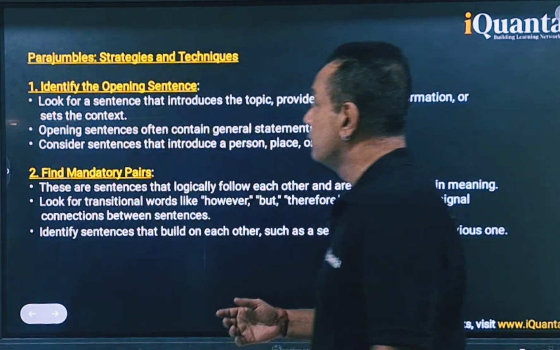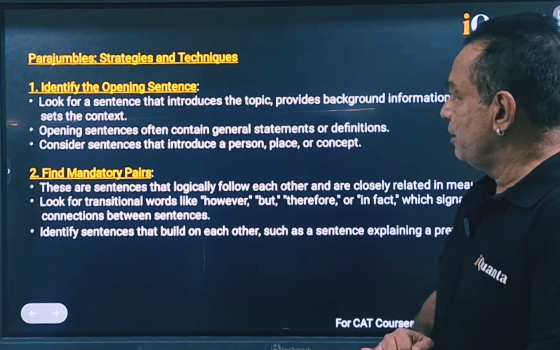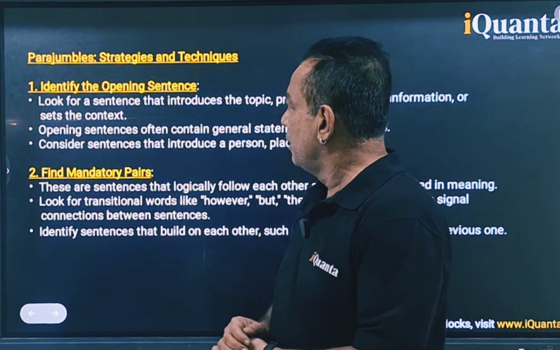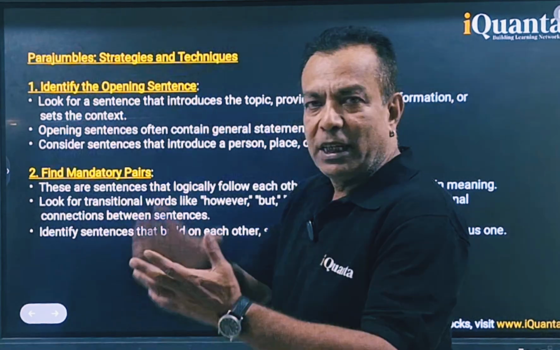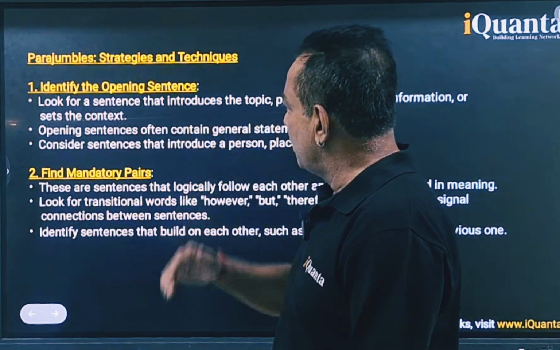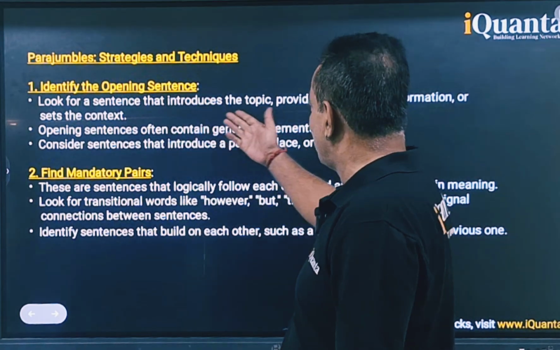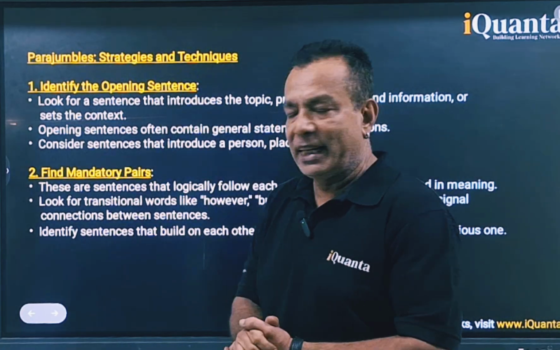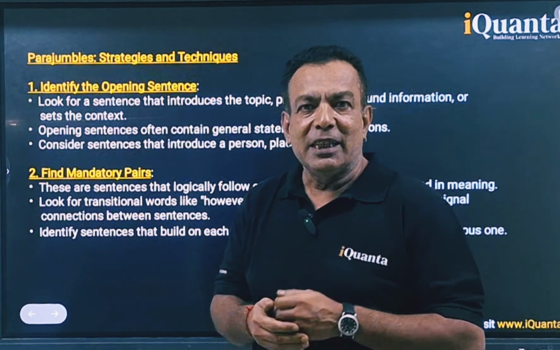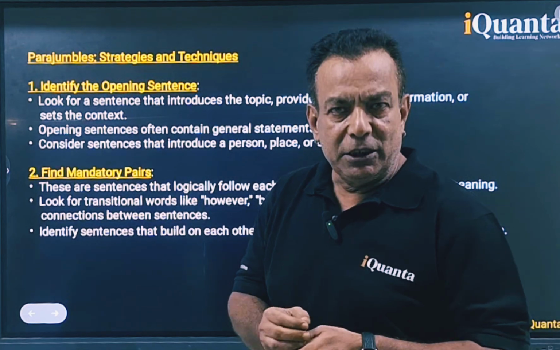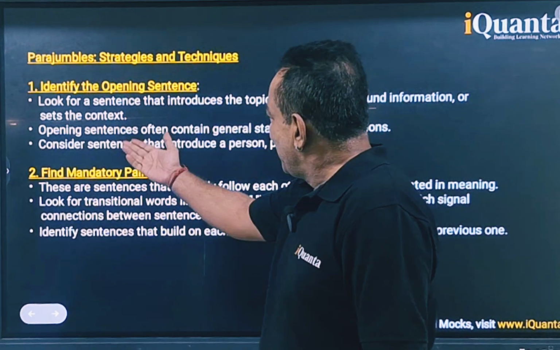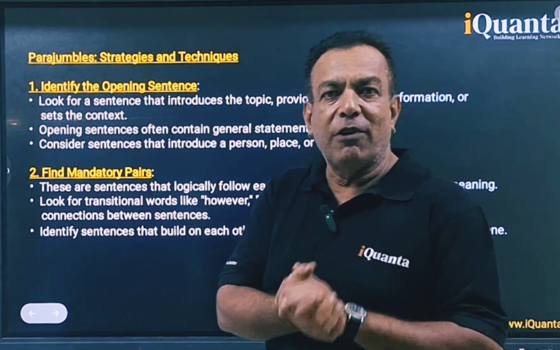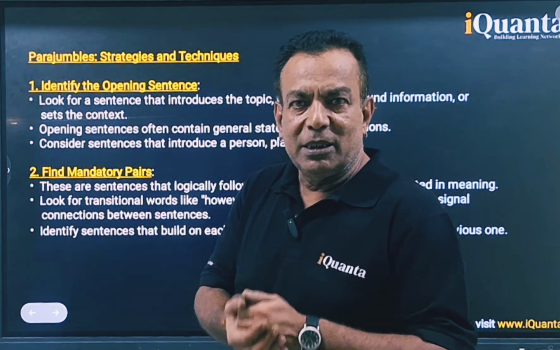First of all, the strategies and techniques that you need to apply in order to deal with parajumbles. The first one: when you see the group of sentences, you try to identify the opening sentence. Look for a sentence that introduces a topic, provides background information, or sets up the context. So basically what you're looking for is introduction of a topic, maybe an event, a concept. Opening sentences often contain general statements or definitions. So it could just define something and start the paragraph.